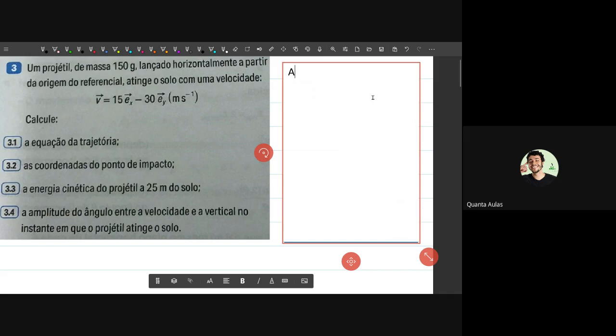Well, a body with mass 150 grams is launched horizontally. So it's the same thing as ever: launch horizontally, angles and velocities and the same equations.